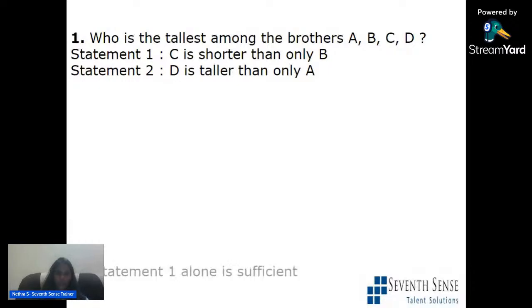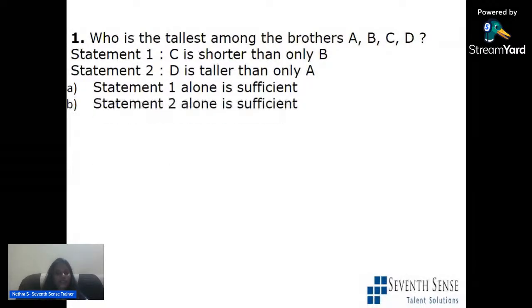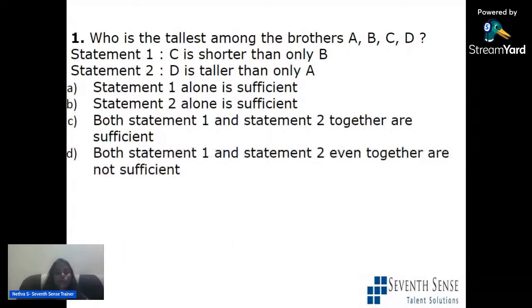The options you can see: option A, statement 1 alone is sufficient. Option B, statement 2 alone is sufficient. Option C, both statement 1 and statement 2 together are sufficient. Option D, both statement 1 and statement 2 even together are not sufficient. So what is the correct answer? Read the question and statements carefully and select the correct option. Just take your time for the next 2 minutes and try to answer it.